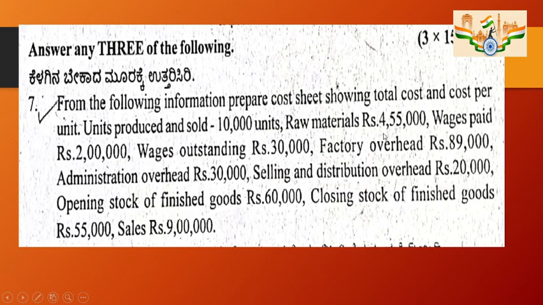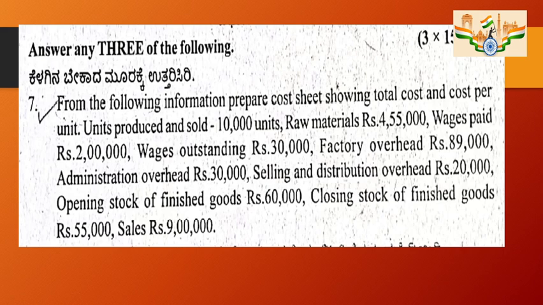Raw materials 4,55,000, wages paid 2 lakh, wages outstanding 30,000, factory overhead 89,000, administrative overhead 30,000, selling and distribution overhead 20,000, opening stock of finished goods 60,000, closing stock of finished goods 55,000, sales is 9 lakh.